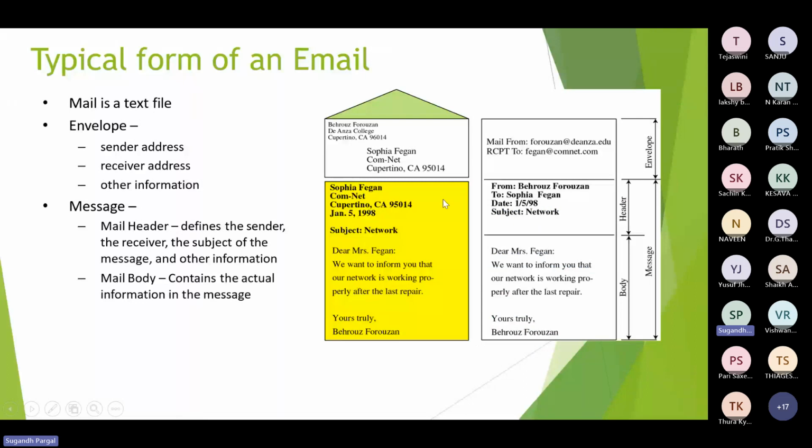The typical form of a mail, as you are all well aware, is that mail is a text file which has an envelope, that is the sender's address, the receiver's address, and other information. Then there is the message, containing the mail headers, which define the sender, receiver, the subject of the message and other information, and the mail body, which contains the actual information of the message.